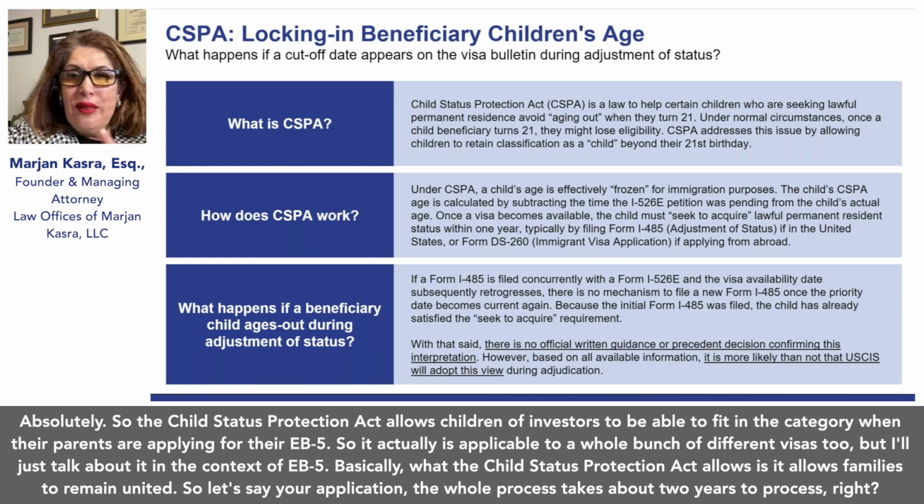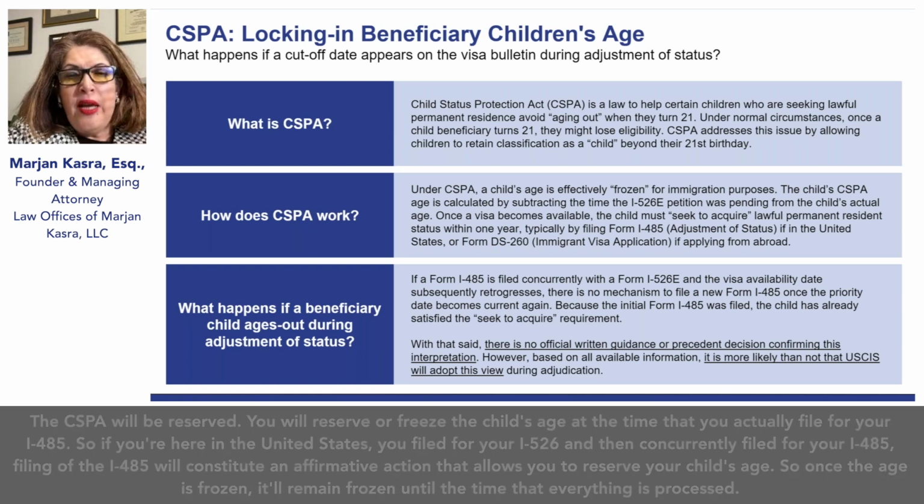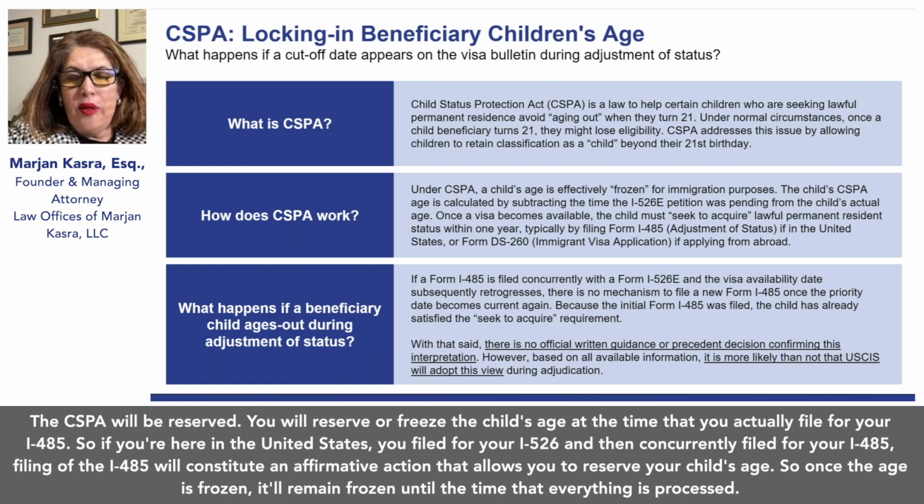So let's say the whole process takes about 2 years to process, right? The CSPA will reserve, or freeze, the child's age at the time that you actually file for your I-485. So if you're here in the United States, you file for your I-526 and then concurrently file for your I-485. Filing of the I-485 will constitute affirmative action that allows you to reserve your child's age. So once the age is frozen, it'll remain frozen until the time that everything is processed.